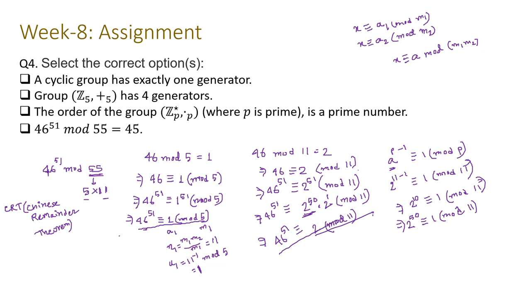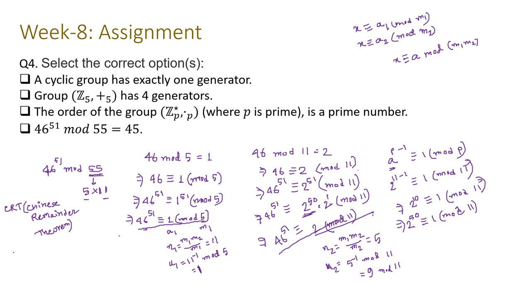So u1 is 1 here, and n2 is actually m1 m2 by m2, which is 55 by 11, that is 5. Now you compute u2, which is 5 inverse mod 11. 5 into 2 is 10, 5 into 3 is 15, 5 into 4 is 20, okay, 9. So 5 into 9 is 45. 45 mod 11 is 1, right? So 5 inverse is 9 modulo 11.